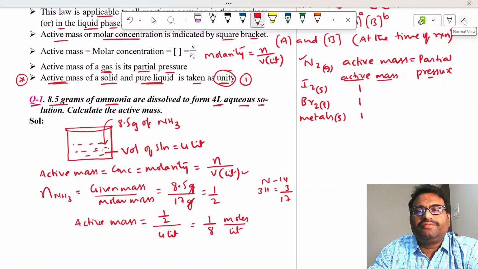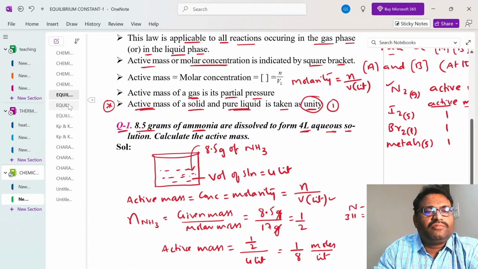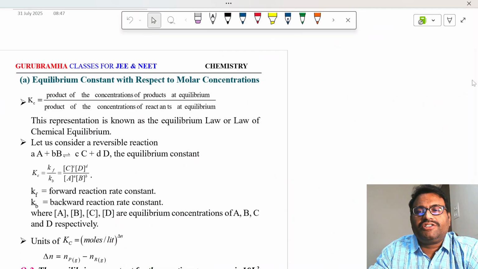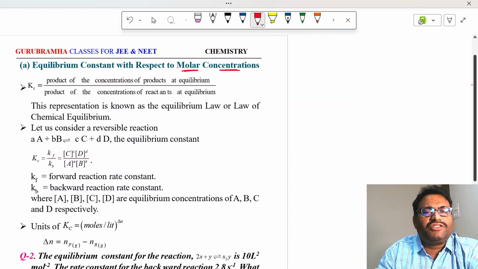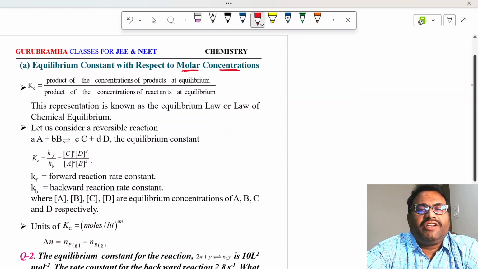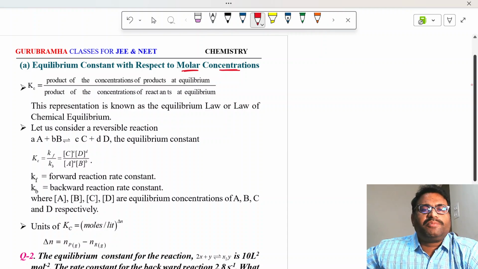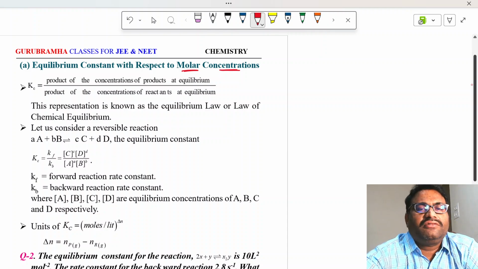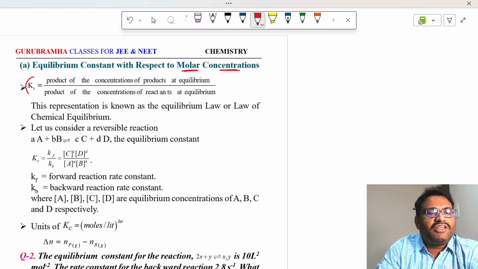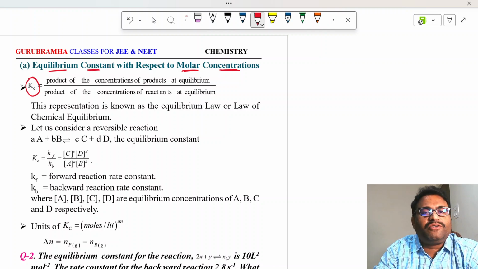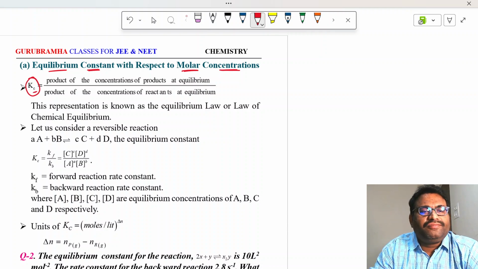Next, coming to equilibrium constant with respect to molar concentrations. When reactants and products are expressed in their molar concentrations, then such an equilibrium constant is called the concentration equilibrium constant, or equilibrium constant with respect to molar concentrations. We call it Kc. C represents concentration.